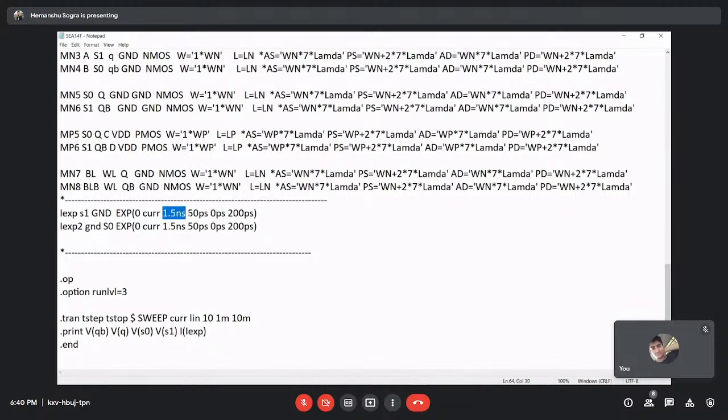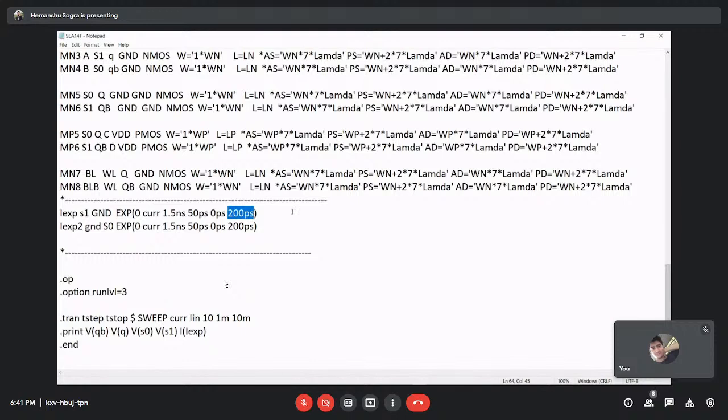This 50 picosecond is the rise time. And 0 picosecond, I don't remember now, but my understanding is that it is the pulse width, like how long it will stay at the peak. If you increase it, it will stay at the peak for that long, and then 200 picosecond is the fall time. Understood? So this is the current pulse we have to apply.